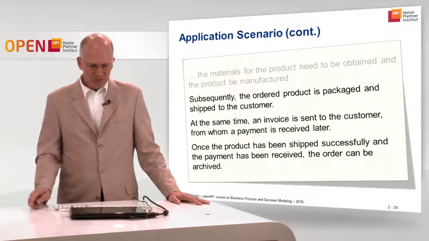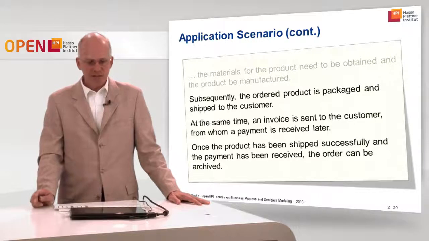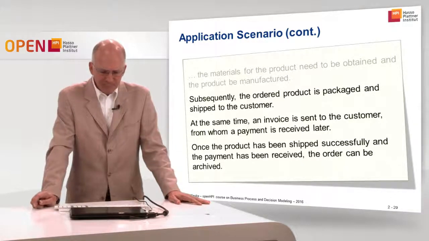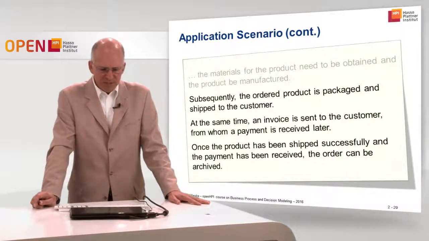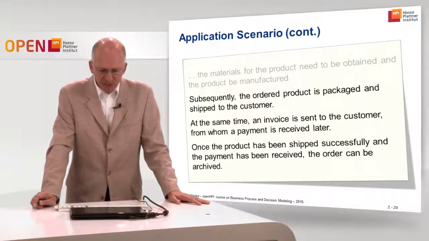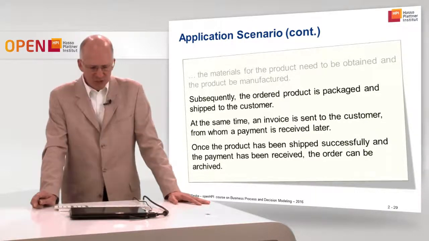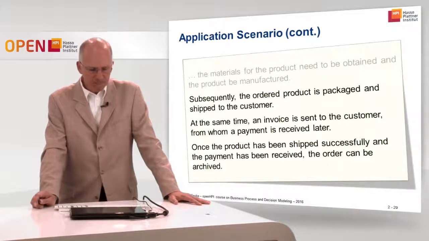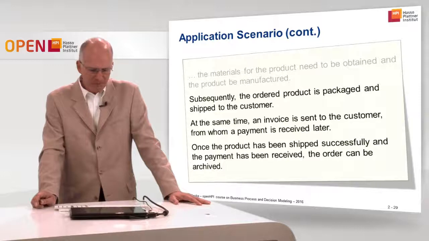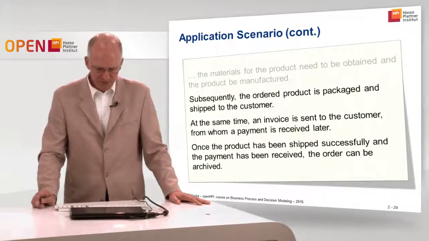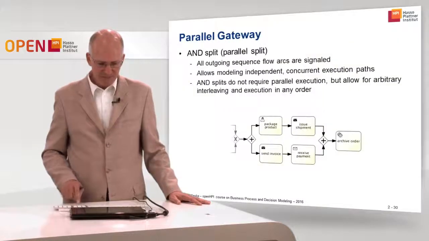Let's continue. Let's expand on the application scenario to introduce additional concepts. So after the product has been manufactured, subsequently the ordered product is packaged and shipped to the customer. At the same time, an invoice is sent to the customer from whom a payment is received later. And once the product has been shipped successfully and the payment has been received, the order can be archived.